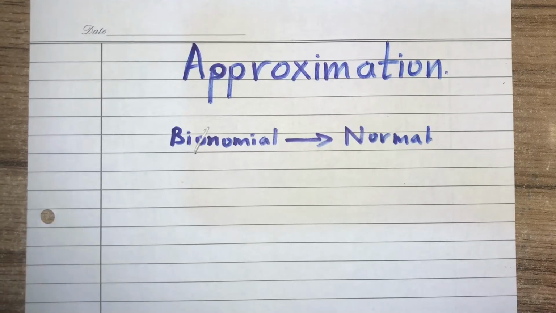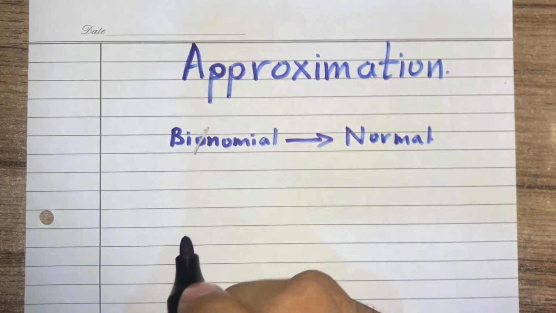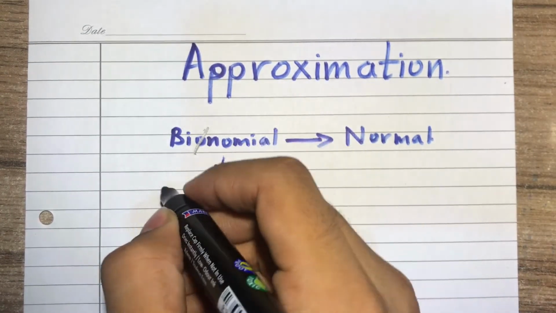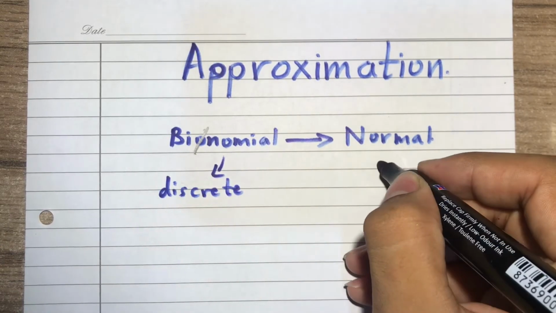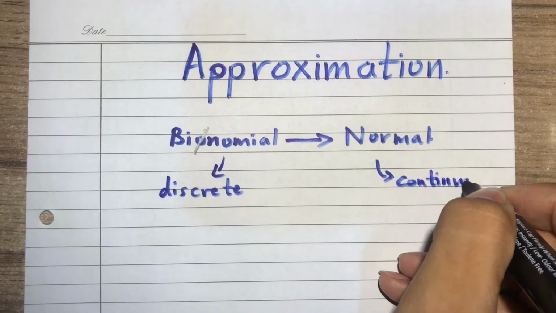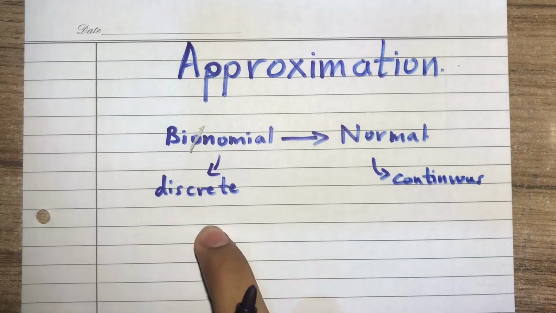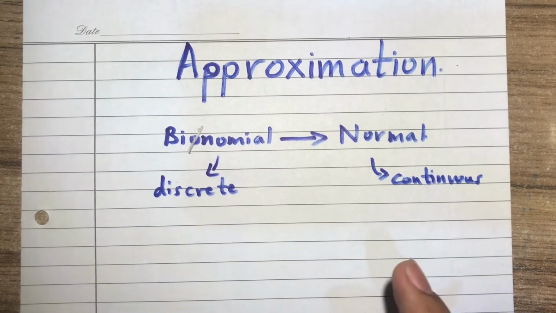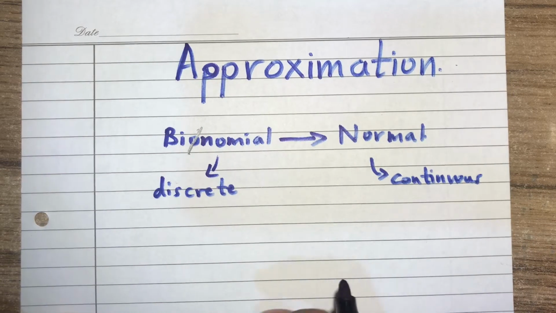Today we are doing binomial approximation to normal. Now, in the binomial distribution, data is discrete, right? Whereas in normal distribution, there is continuous data. So, in binomial approximation to normal, we're representing discrete data in the form of continuous data, right? Now, when is this used?